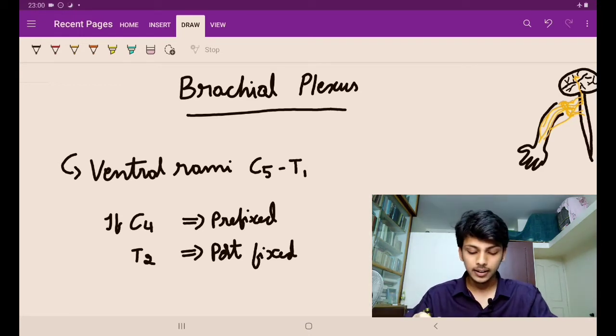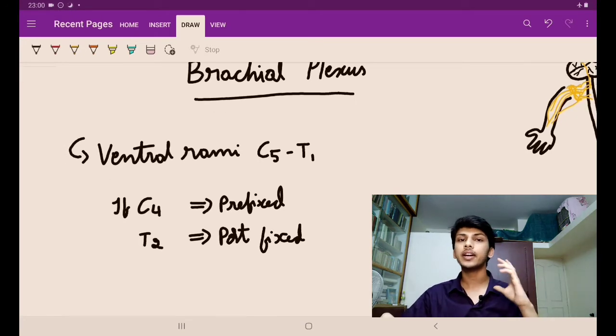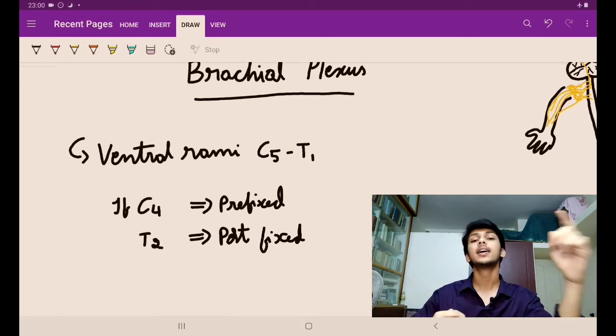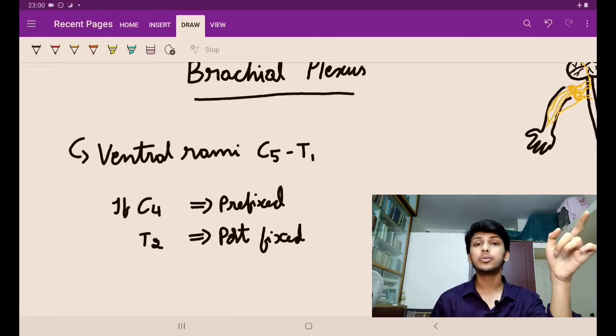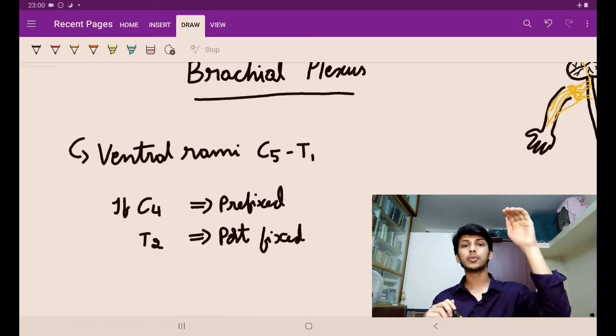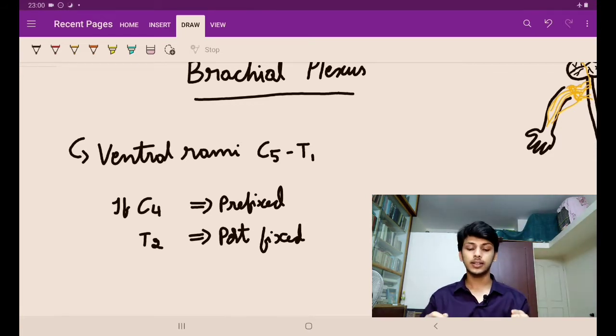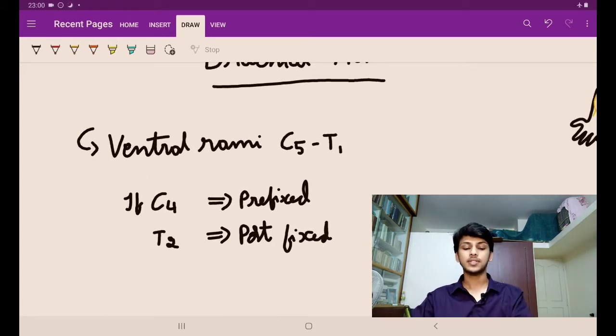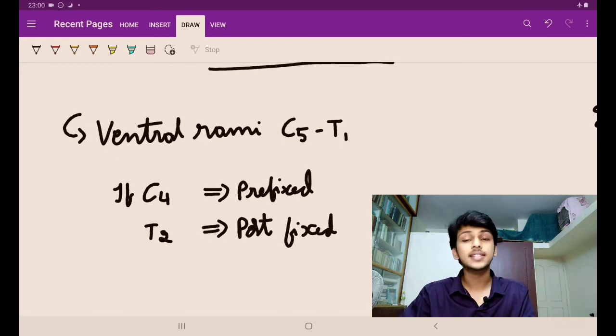Okay, and I told you now guys, between C5 and T1 it is usually formed, but it can be by C4 or by T2. If C4 is involved, T2 usually won't be involved. If T2 is involved, C4 usually won't be involved. So if C4 is involved, it's called the prefix type. If T2 is involved, it is called the postfix type. It's very rare that both can happen. Okay, we'll study that.